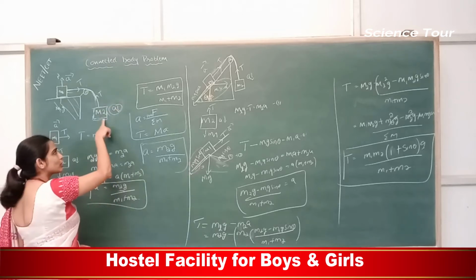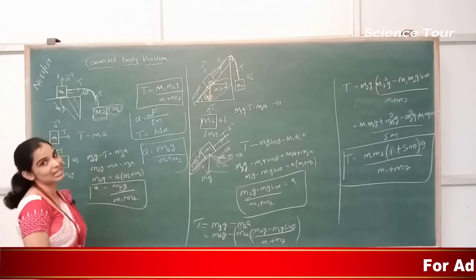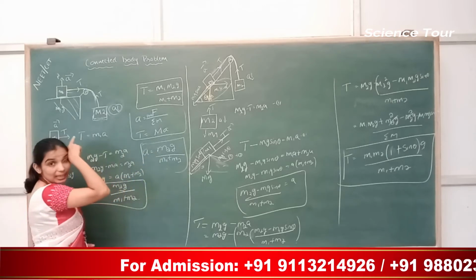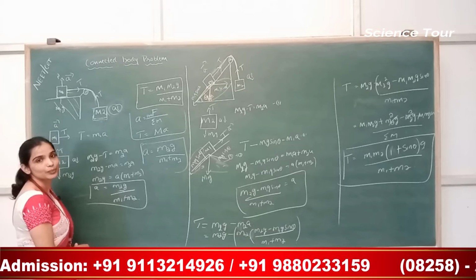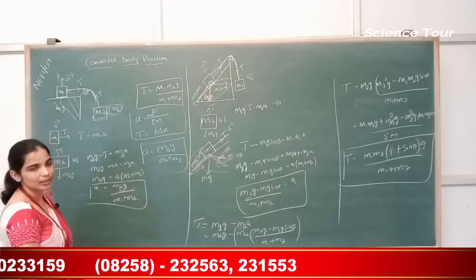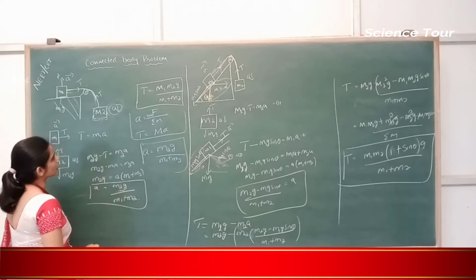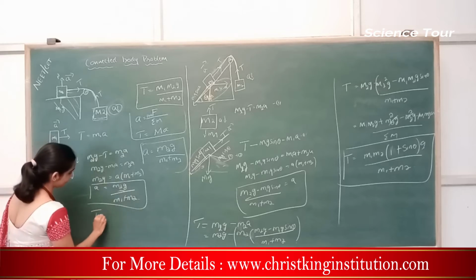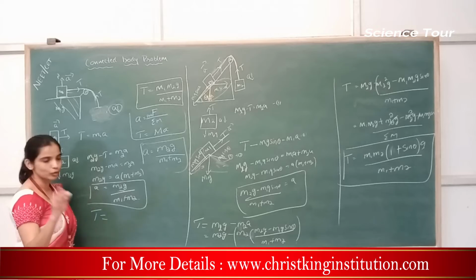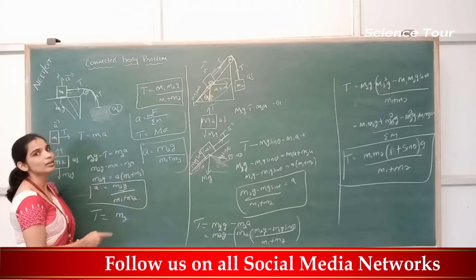If m2 is not there, the whole system wouldn't have accelerated. Correct? So the acceleration is m2 g, the net force, divided by m1 plus m2, which is the total mass of the whole system. Correct? Okay. Then what about the tension? See, tension. If m2 doesn't exist, does the tension exist? No. So m2 should be multiplied and it should be in the numerator.